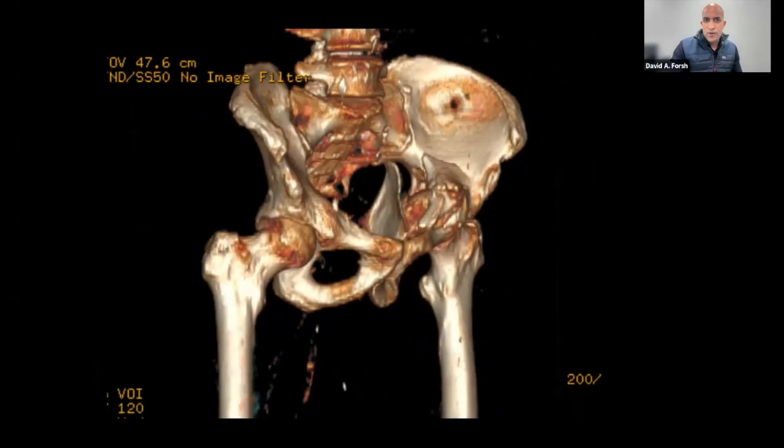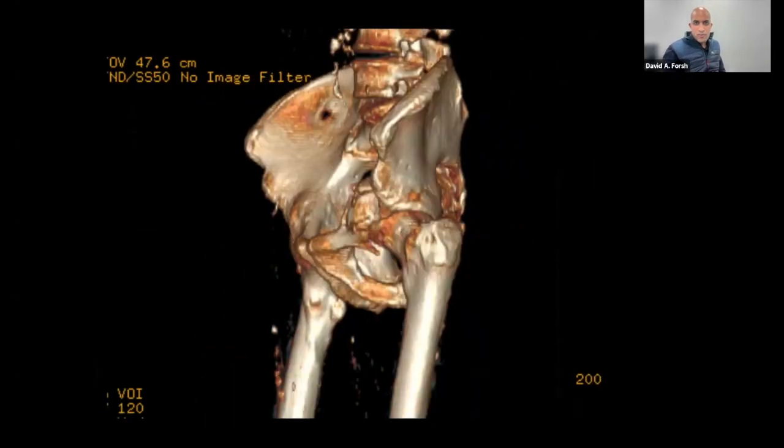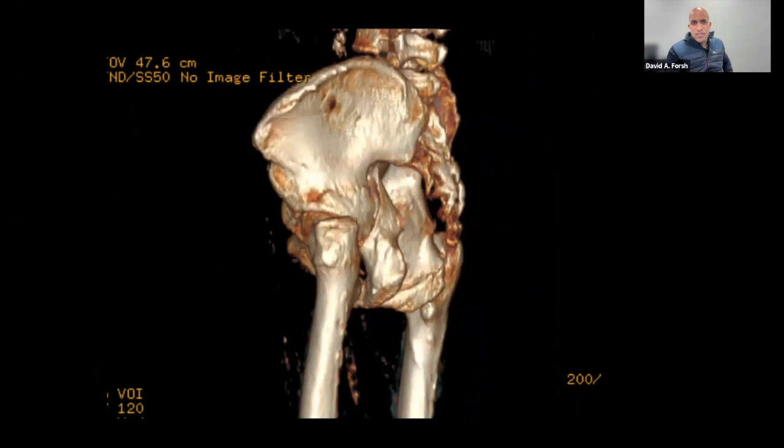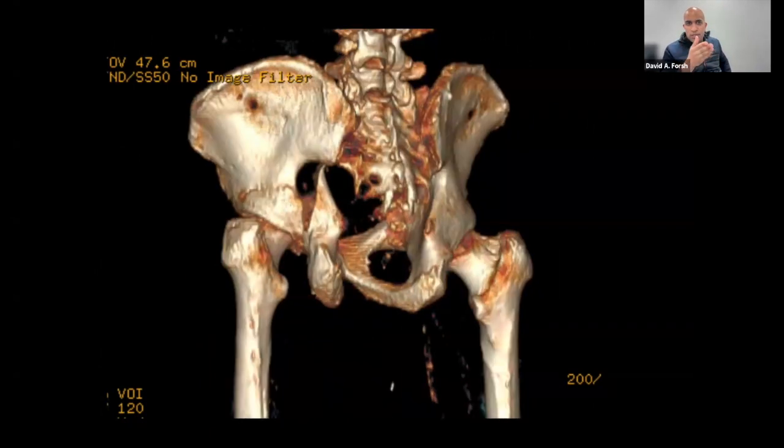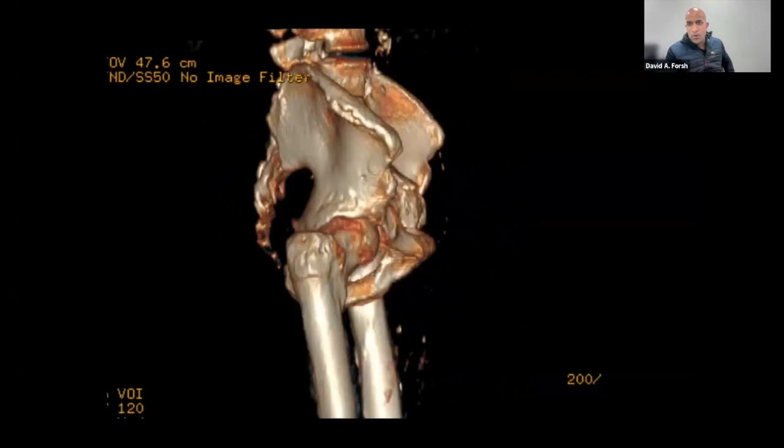And you can see here on the 3D rendering, which puts it all together as to what the displacement is here. You can also appreciate the almost sagittal obliquity to the displacement of the posterior column, including some of the quadrilateral plate.